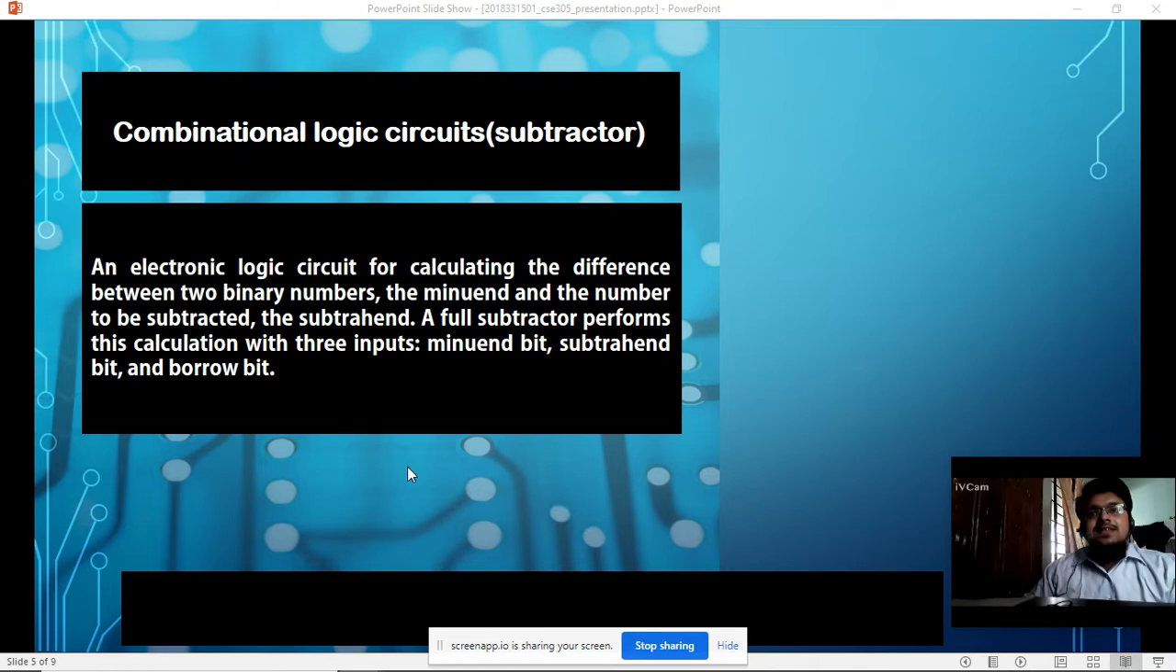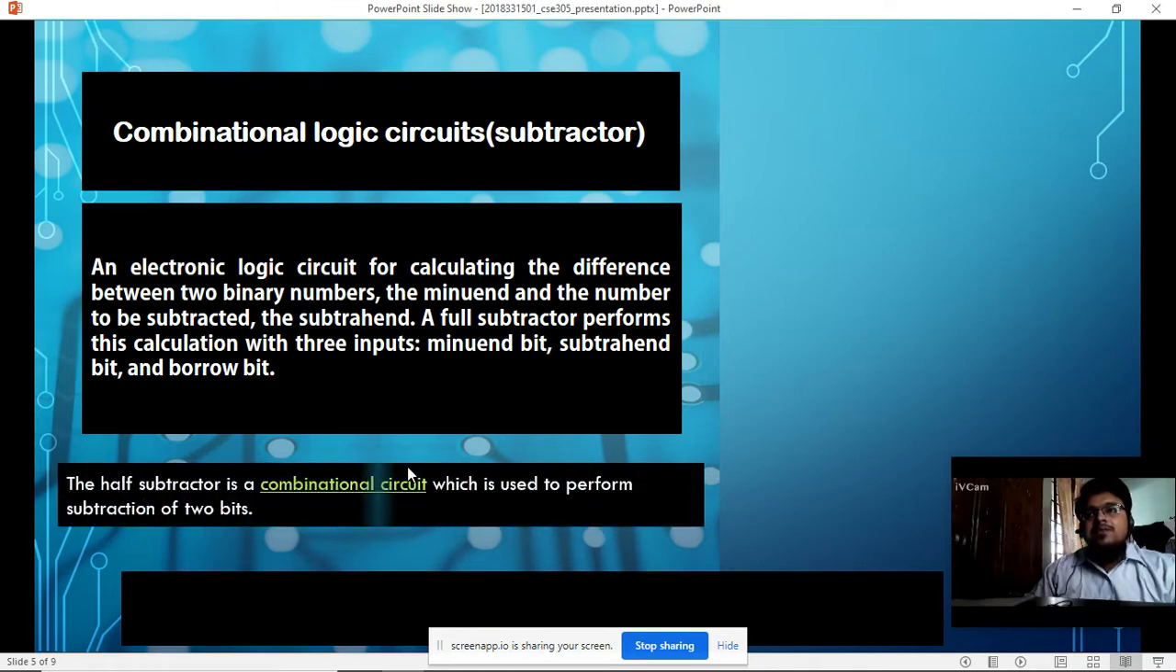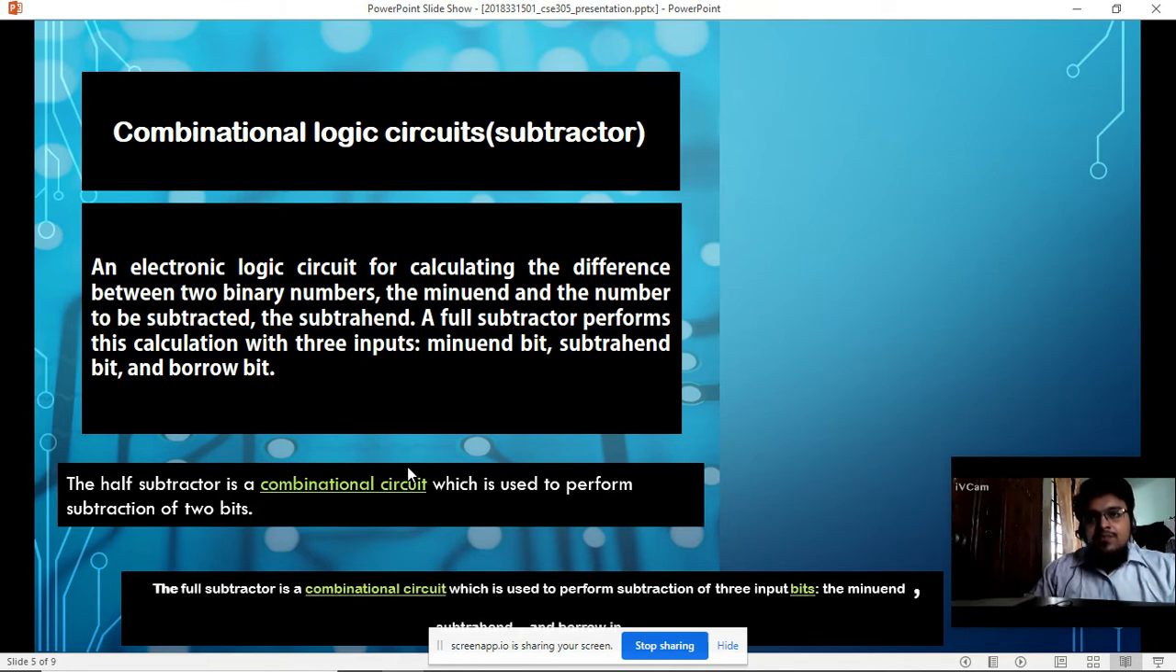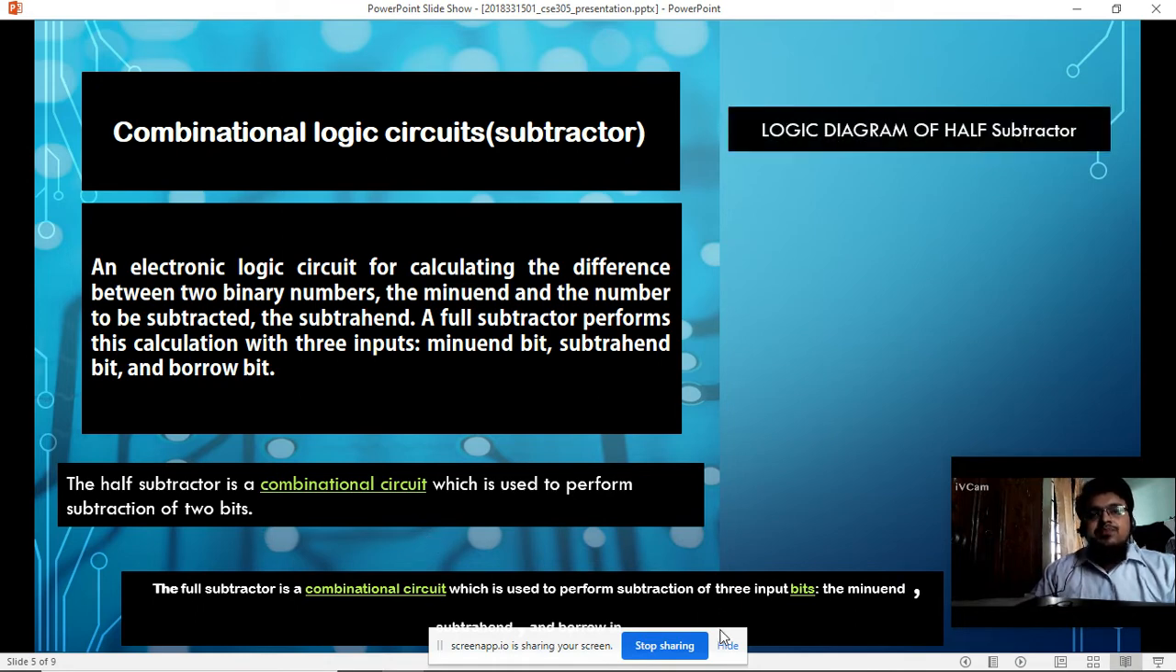As with the adder, there are also two parts. Number one is the half subtractor, and number two is the full subtractor. So what is a half subtractor? The half subtractor is a combinational circuit which is used to perform subtraction of two bits. What is a full subtractor? A full subtractor is a combinational circuit which is used to perform subtraction of three input bits: the minuend, the subtrahend, and the borrow bit.